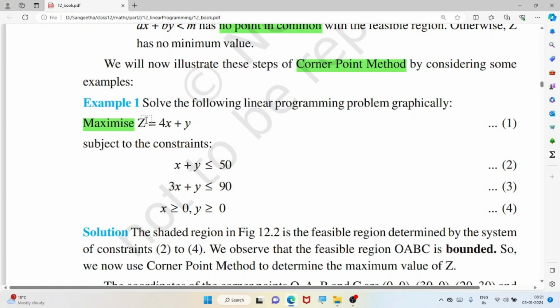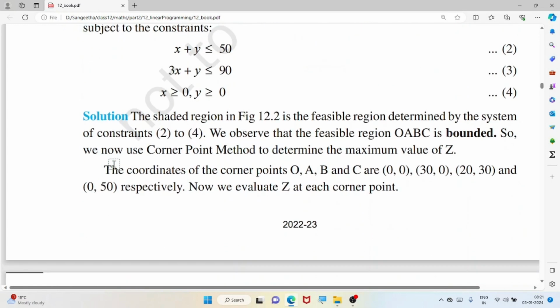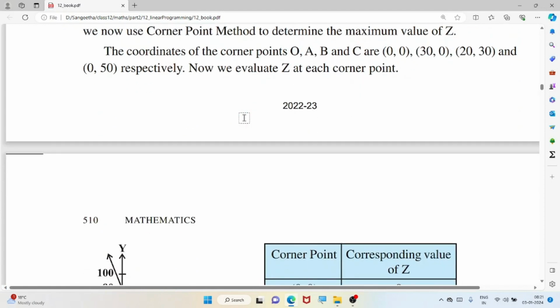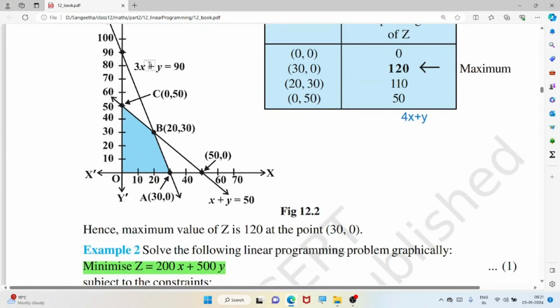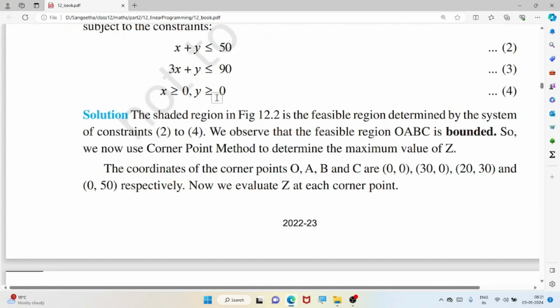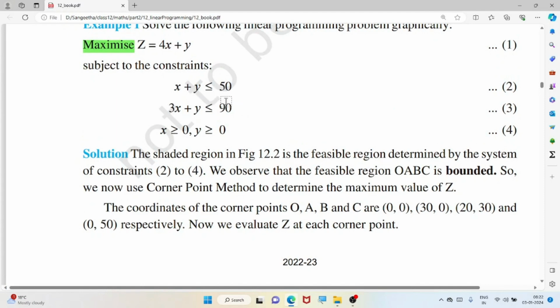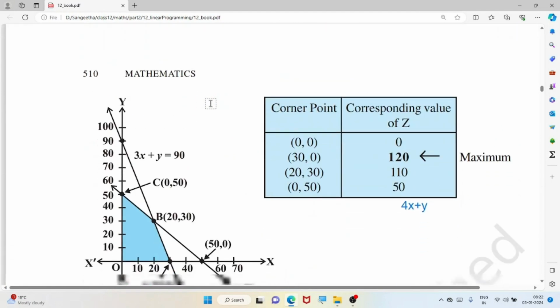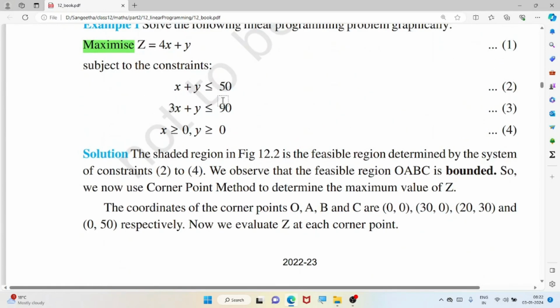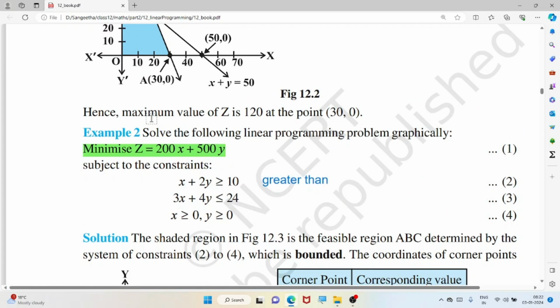Now solve this: you have to maximize this objective with this set of constraints and equations. So it is bounded. Again you have to draw these lines. As I said, first take x equal to 0, then y is 90, then y equal to 0, x equal to 30. Similarly for the other graph. Then for the region, x is greater than or equal to 0, y is greater than or equal to 0, and x plus y less than 50, less than 90. Satisfying all the conditions, this is the region. This region cannot be less than 50 and 90, only this region. So this is the optimal maximum value, this is the optimal point.